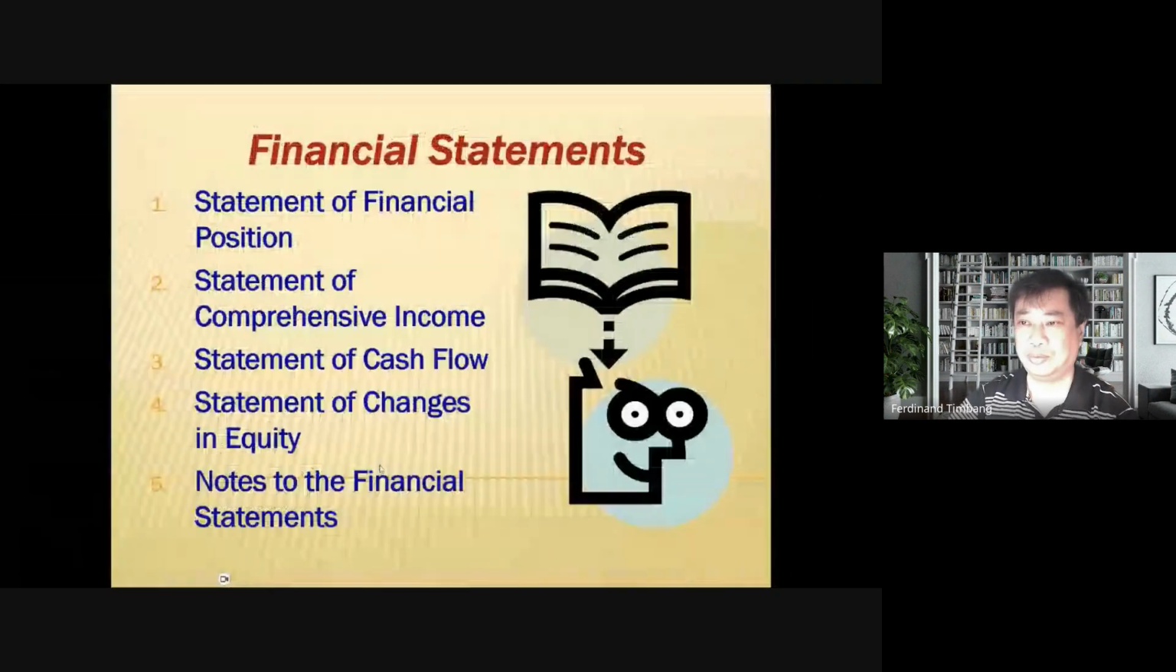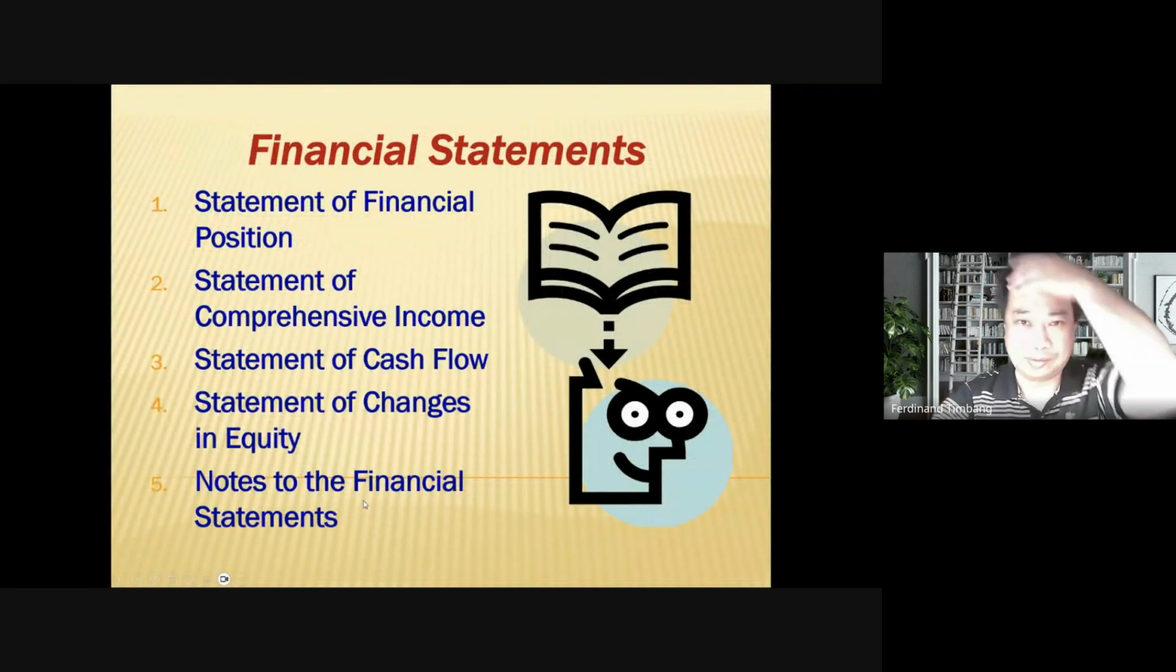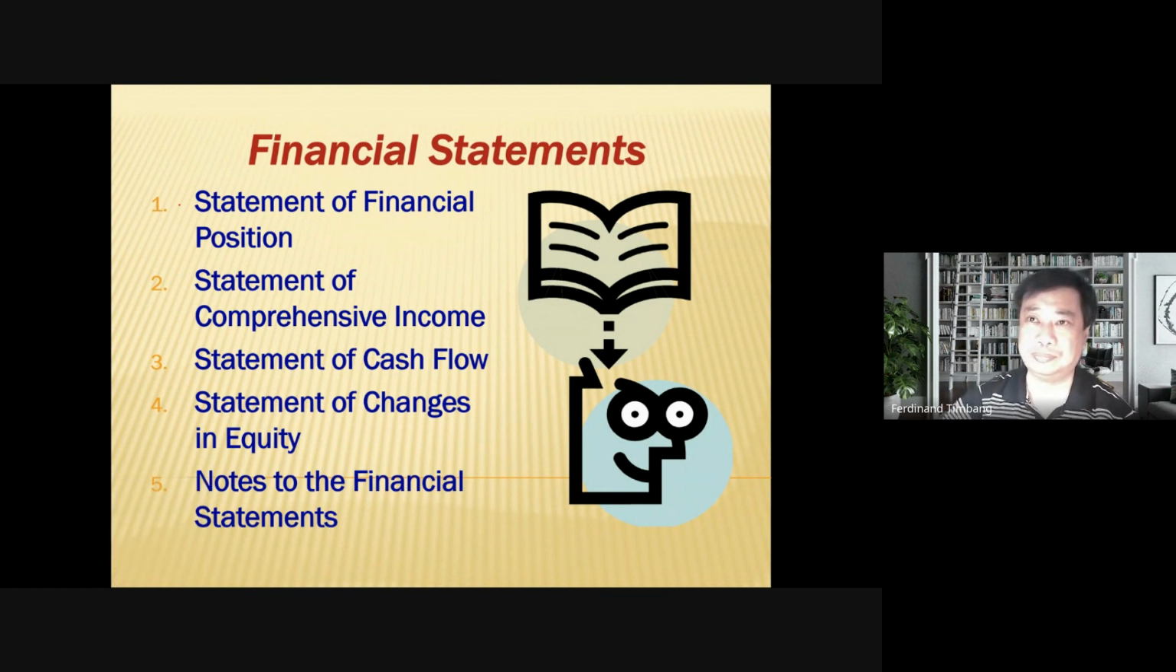And then next one, we have the notes to the financial statements. Now for the notes to the financial statements, the way you presented your accounts here in the statement of financial position and the statement of comprehensive income should be clearly identified in number 5. So meaning you have different methods, you have different principles on how you prepare the statement of financial position. And then the details are presented also in the notes to the financial statements.